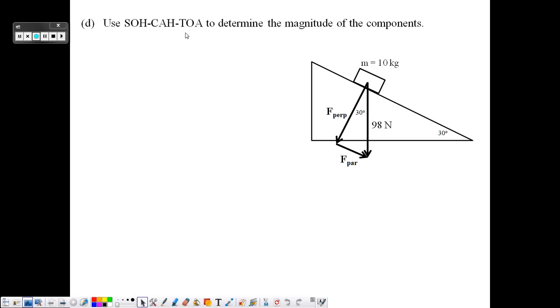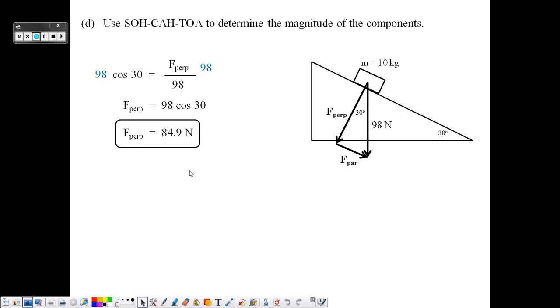Now I want to use SOHCAHTOA to determine the magnitude of these components. In no particular order, let's do force perpendicular first, and that's the adjacent side of my vector triangle, so I can use the cosine function. Cosine is equal to adjacent over hypotenuse. Multiplying both sides by 98, and operating my calculator, I get an answer of 84.9 newtons.